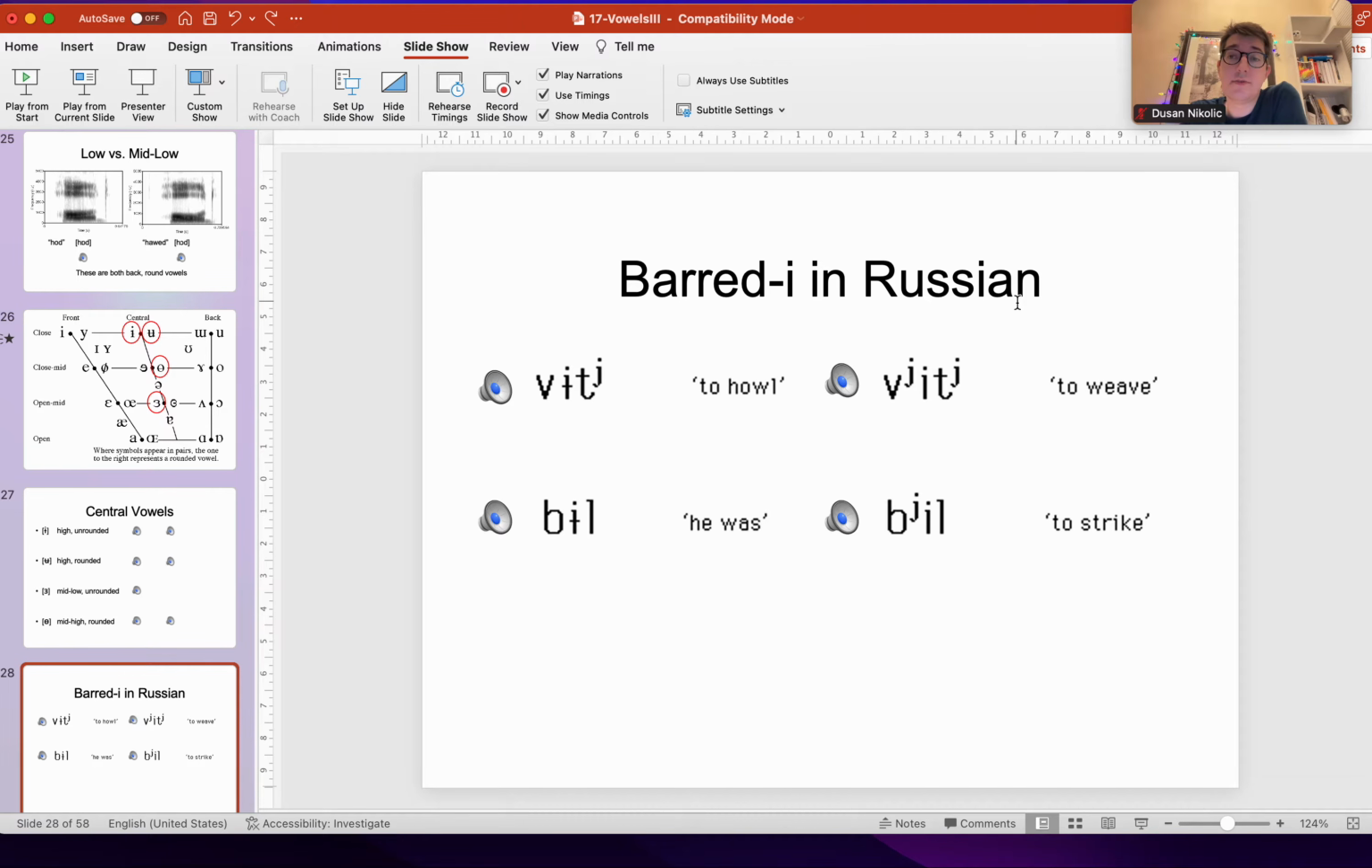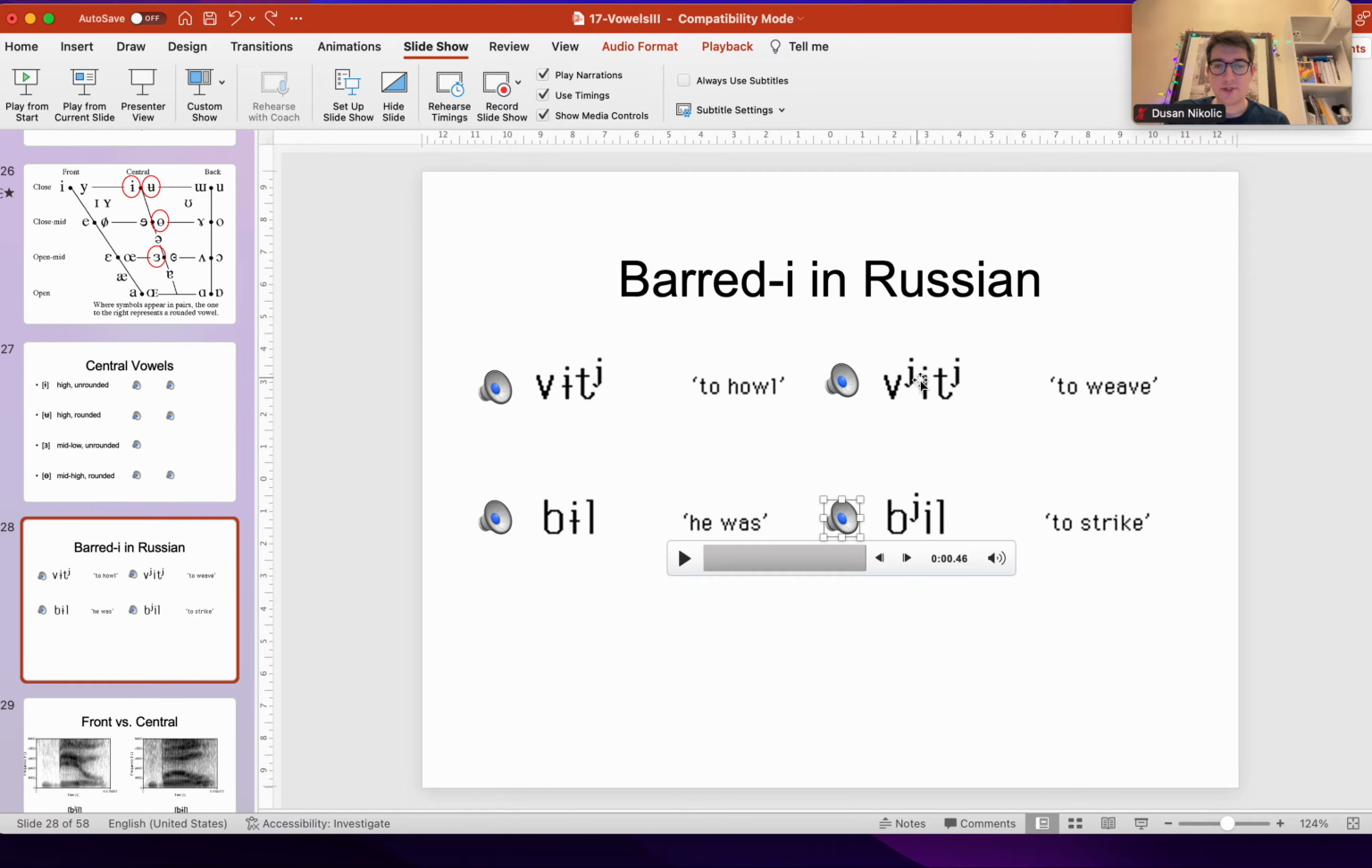Okay, so barred I is quite prominent in Russian, and there is a contrast between this barred I and E, and it sounds like this. Выть. Выть, Вить. And this E is quite pronounced, and this one is a little bit lower. It goes a little bit lower towards central, but it's still barred I. Был. Bill, Бил. Bill.